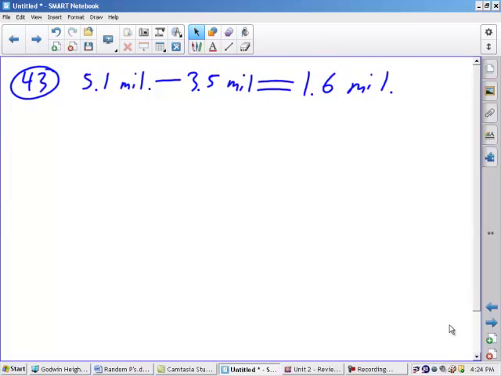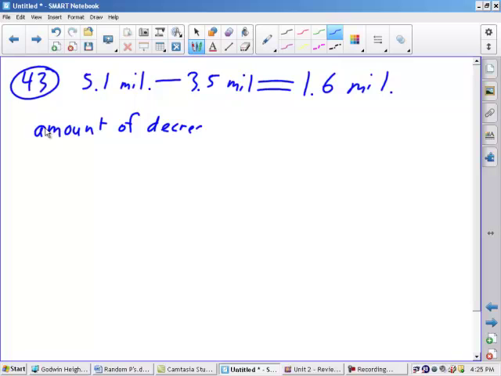For number 43, it says the viewership of a television show has decreased from 5.1 million viewers to 3.5 million viewers per episode. Find the percent of decrease in viewership to the nearest percent. First of all, what I already put up top was the change. It changed by 1.6 million viewers. What I need to do is write down my amount of decrease over my original amount.